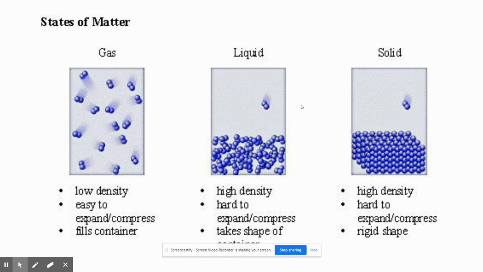Liquids have a high density. They are harder to expand and compress, and they take the shape of their container, but they do not take the volume of the container. So they have indefinite shape, but definite volume. Solids have very high density and are really hard to expand and compress. They have a rigid shape. They vibrate. They cannot take the shape or the volume of the container, so they have definite volume and shape.